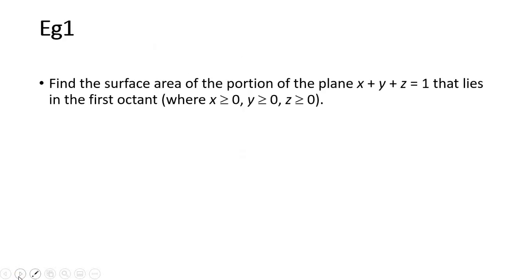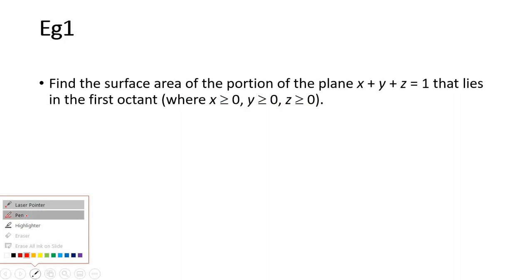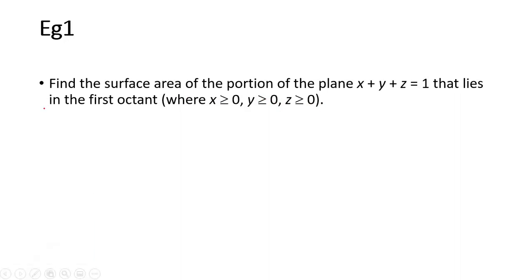For example 1, find the surface area of the portion of the plane x + y + z = 1 that lies in the first octant, where x ≥ 0, y ≥ 0 and z ≥ 0. Before we find the surface area, it's better that we sketch it. The surface is actually a tetrahedron. You sketch it in 3D.